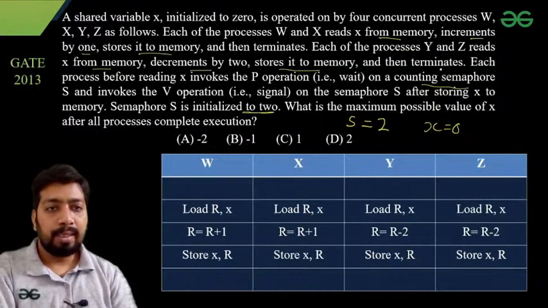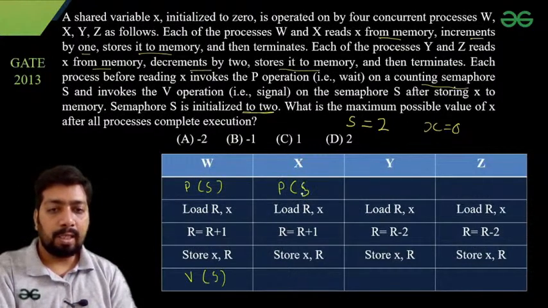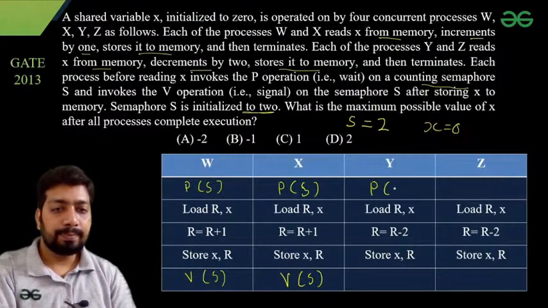And now to perform this operation they need to perform P of S and V of S. So this is the wait and signal. So let me write it.